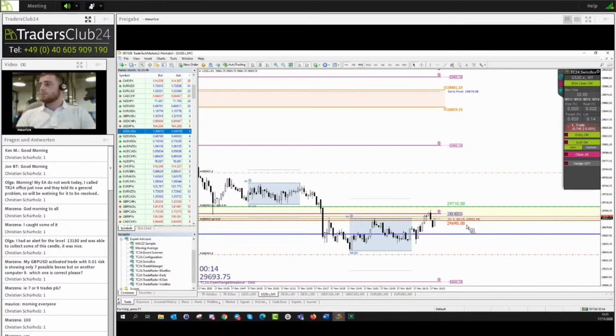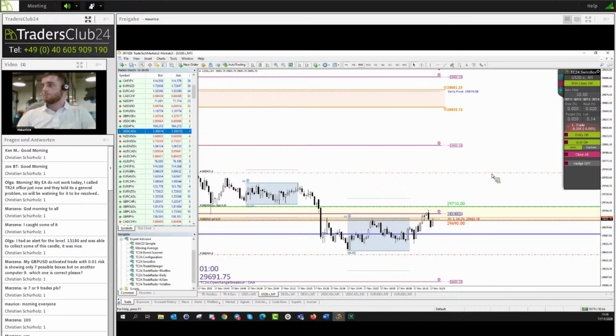Same with the stop losses, two red lines above and below. So these are also automatically input into the chart.